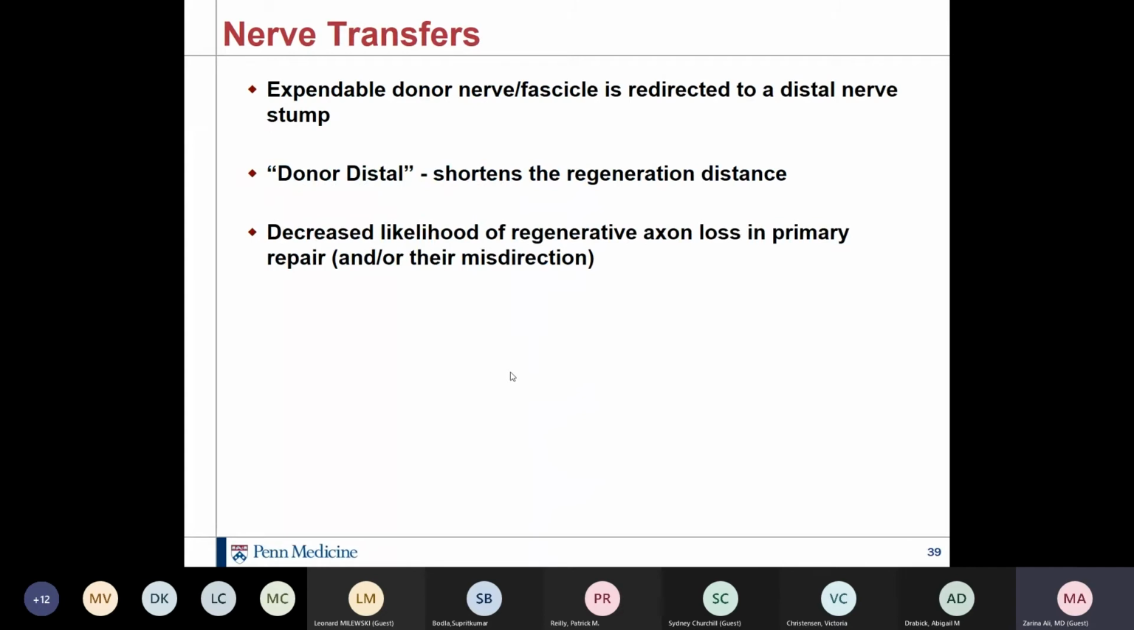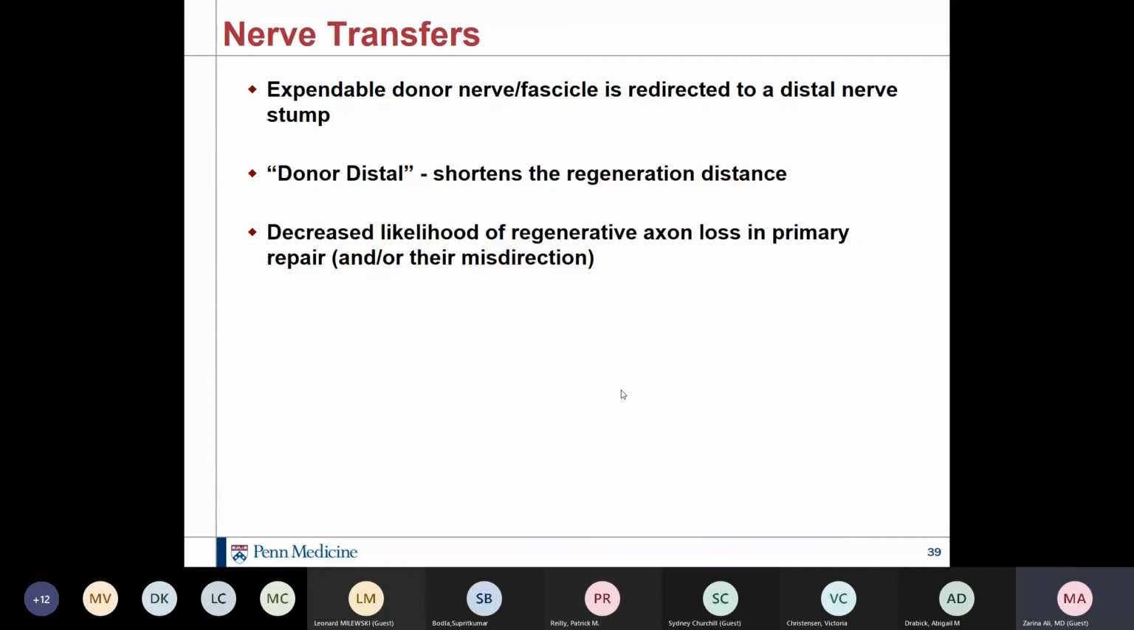So nerve transfers. Nerve transfers are another type of surgical repair, and these are really game changers for us in the nerve surgery world, because they really change the way we think about managing these injuries. So the idea is determining whether or not there's an expendable donor nerve or fascicle that can be redirected to a distal nerve stump.